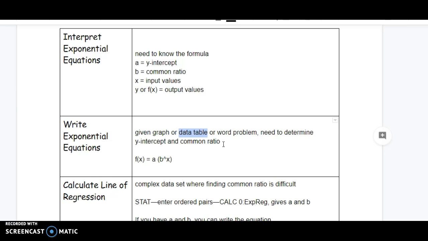Is it multiplying by 2? Is it multiplying by 3? Is it multiplying by 1/2 or 1/4? That is your common ratio. And again, it's easier for me to see that if I have it in a data table.